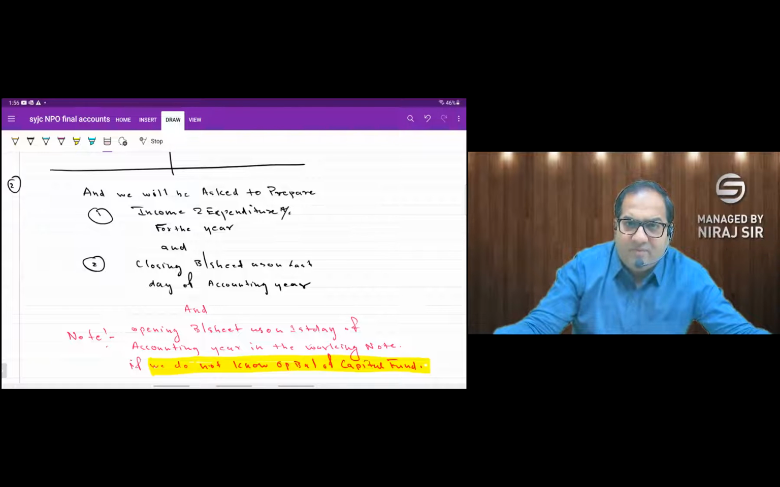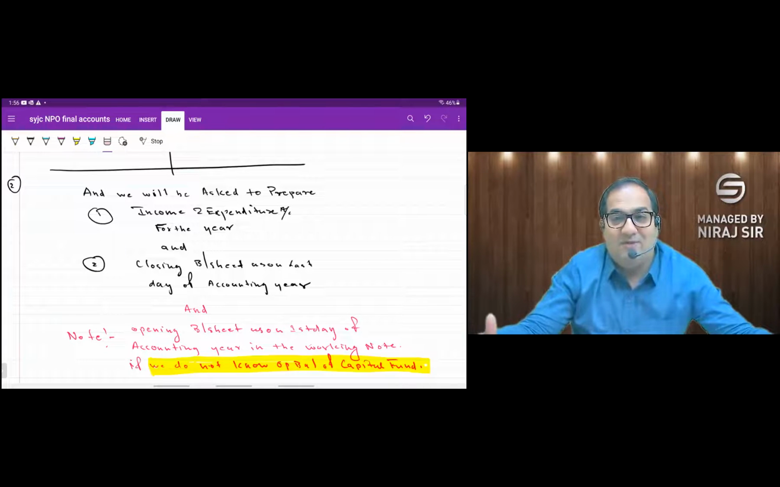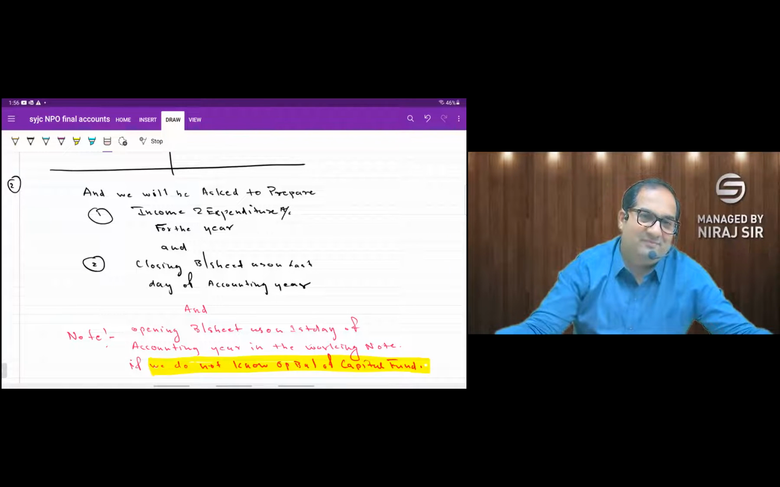Okay? So why are we preparing that opening balance sheet? Because we will record all other assets and all other liabilities on the first day. So the difference will be the opening balance of capital. Why ought you to know this opening balance of capital fund? Arey bhaiya, if you don't know the opening balance of capital fund, how will you prepare the current year's balance sheet, that is the closing balance sheet? Because in the closing balance sheet, the first item that you must know is the opening balance of capital.